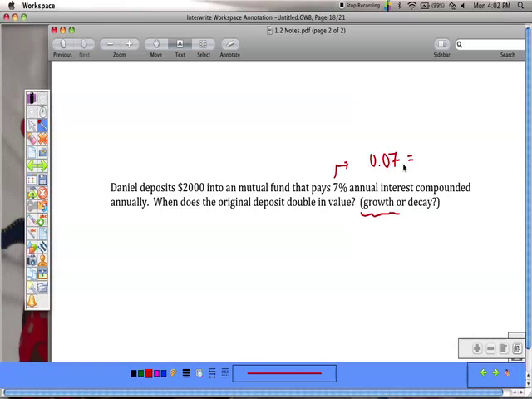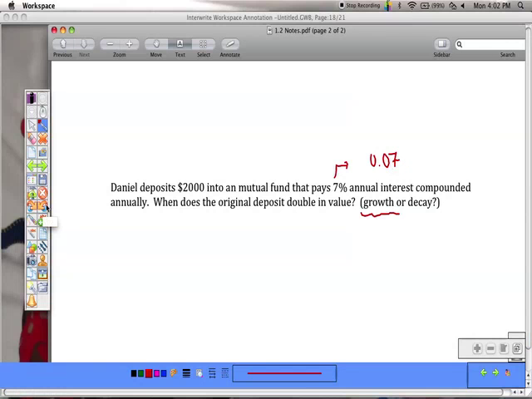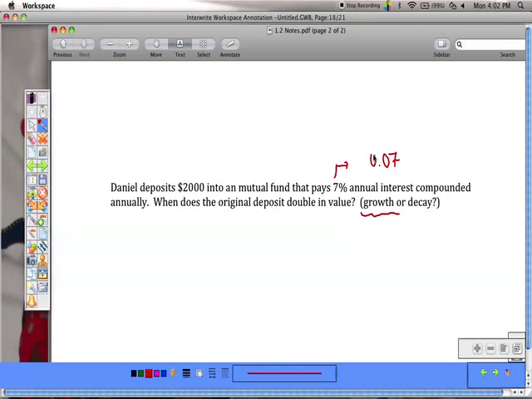So we're going to use 1.07 because it's 100% of the year before plus 7%. So here's our equation. The starting value is 2,000. The equation is for any year, you take the year before, multiply it by 1.07. So there's a recursive sequence. Okay, again, we can put this in the calculator.